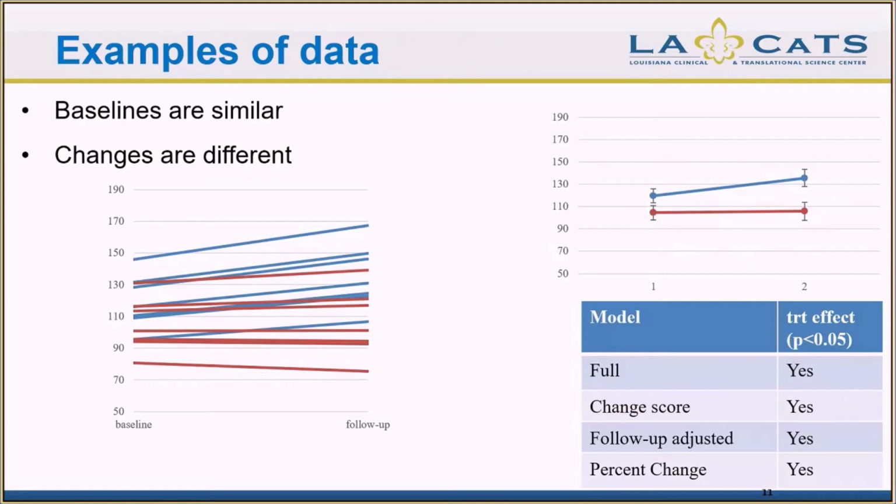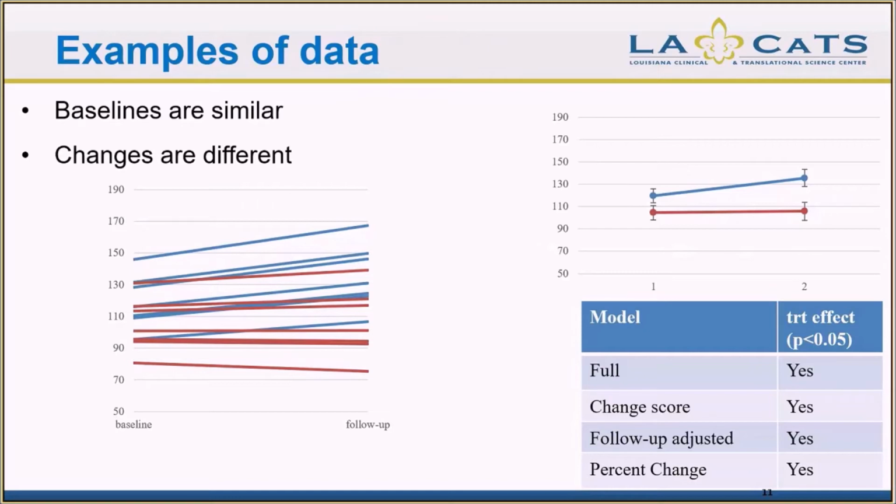So for this first one, we're going to assume the baselines are similar, and then the change scores are different. So if we look at the plot on the left, we can see that the blue and the red lines all start about the same places. Some are high, some are low, but they're interspersed. And then they tend to change over time. Looking at the mean plot on the right side, we see again the means at baseline, time 1, are similar to each other. They're very close.